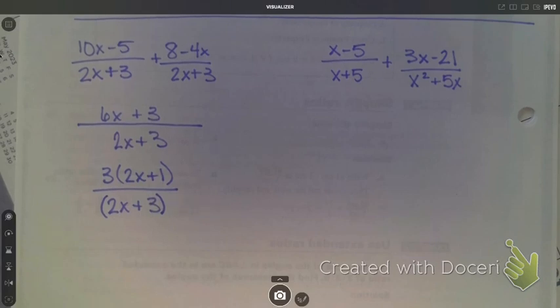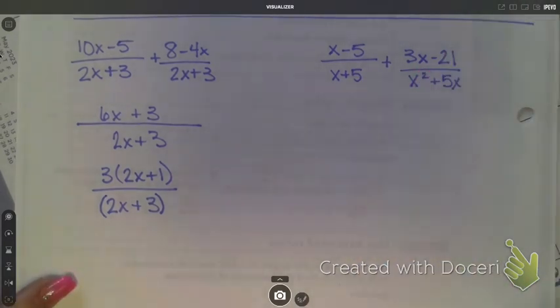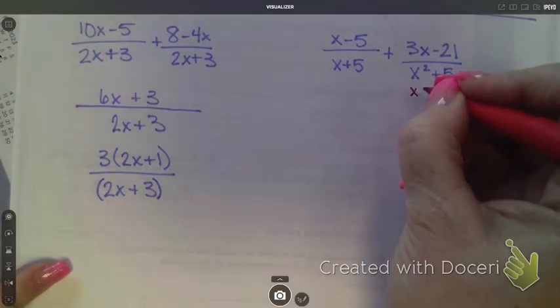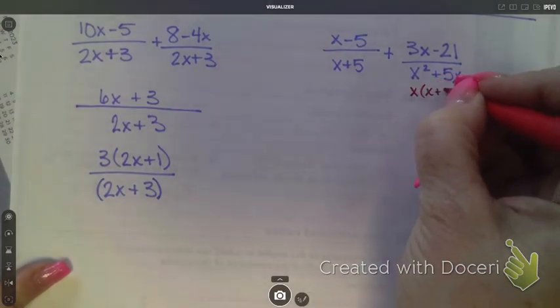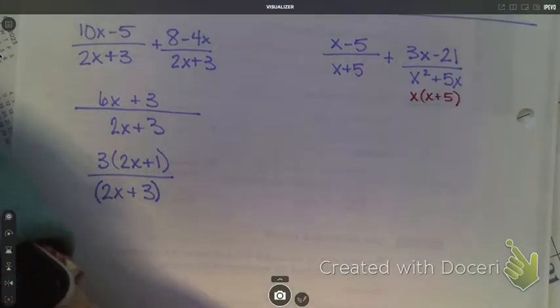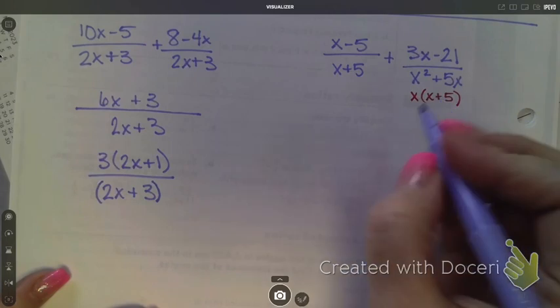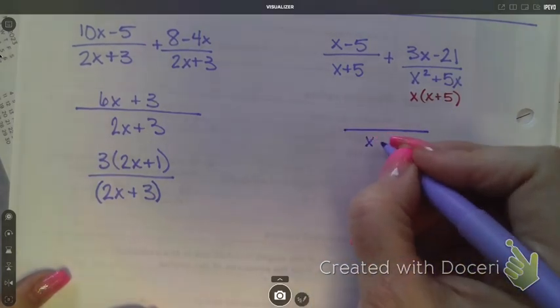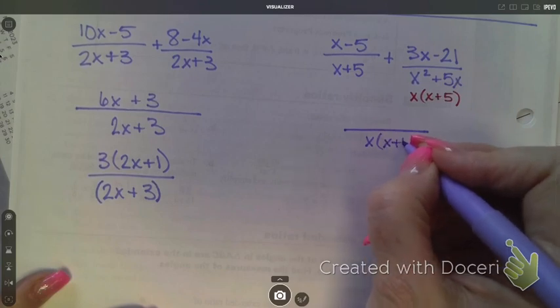I'm stuck on the second. Same. What should I do first? Well, you should take out an x from the second denominator. So my second denominator, I should factor and have x and x plus 5, right? Yes. So what is my common denominator going to be? x times x plus 5, and I'm going to show you why.